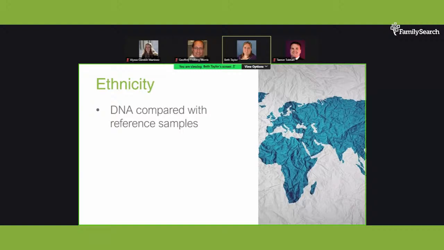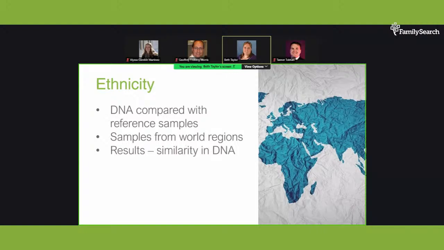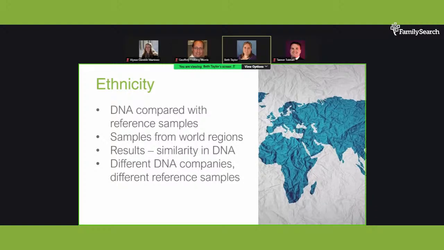So the samples come from around the world. Sometimes the different locations, the regions that they look at is growing. All of the testing companies are adding more regions, and so they're trying to get more refinement. And your results are just really how similar your DNA is to these reference samples. Keep in mind that the different DNA testing companies are using different reference samples, and they're also using different algorithms to determine your ethnicity, and so your results might vary from testing company to testing company.